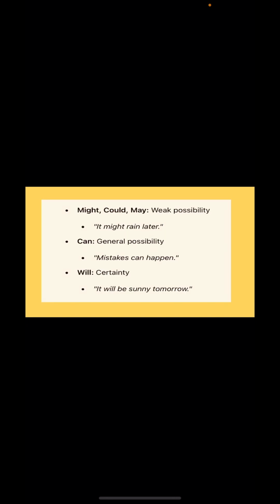We have might, could, may, can, will. These modal verbs may express weak possibilities. For example, it might rain later. Use can to show general possibilities like mistakes can happen. When you're certain about the future, use will, as in it will be sunny tomorrow.